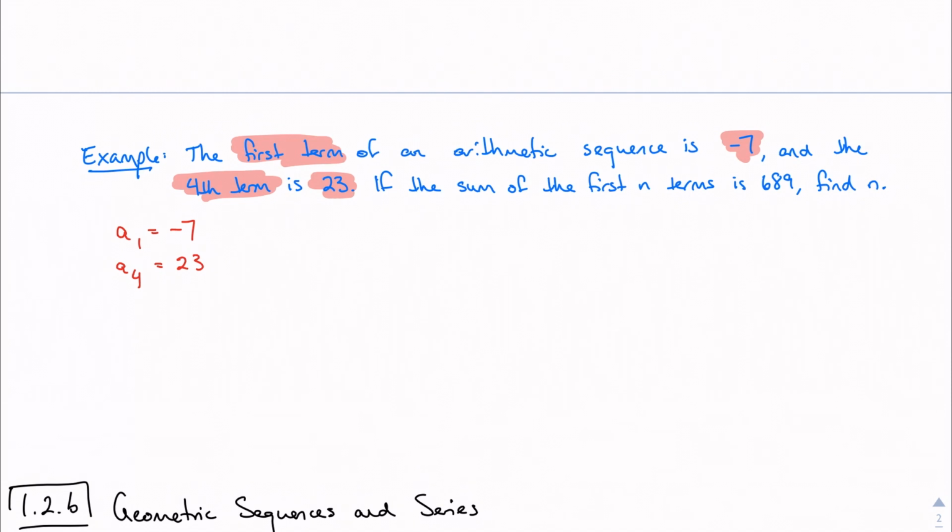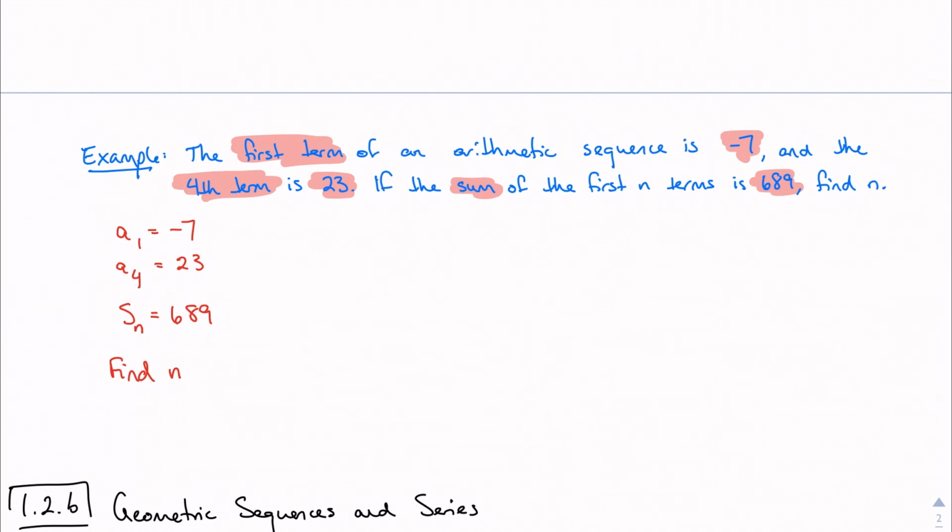Fourth term is 23. If the sum of the first n terms is 689, find n. Find the number of terms. So the sum of n terms is 689, and I want to know what n is. Well, I have some formulas I can use. I have formulas at my disposal.